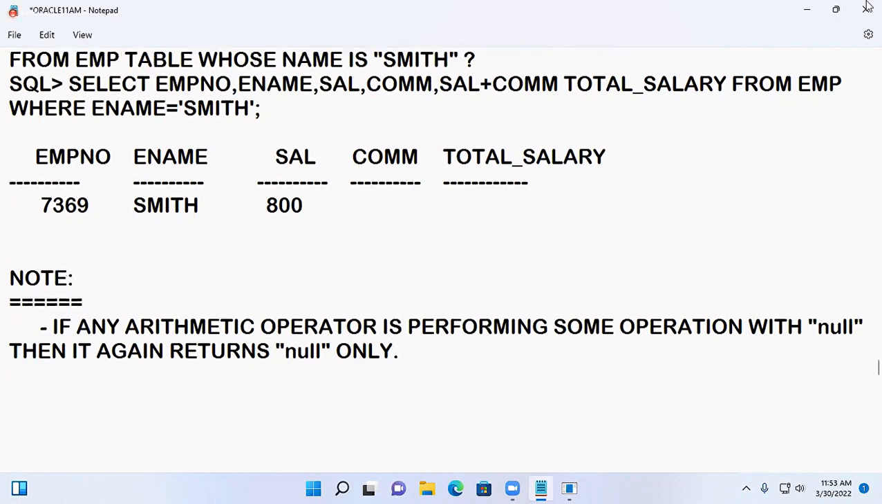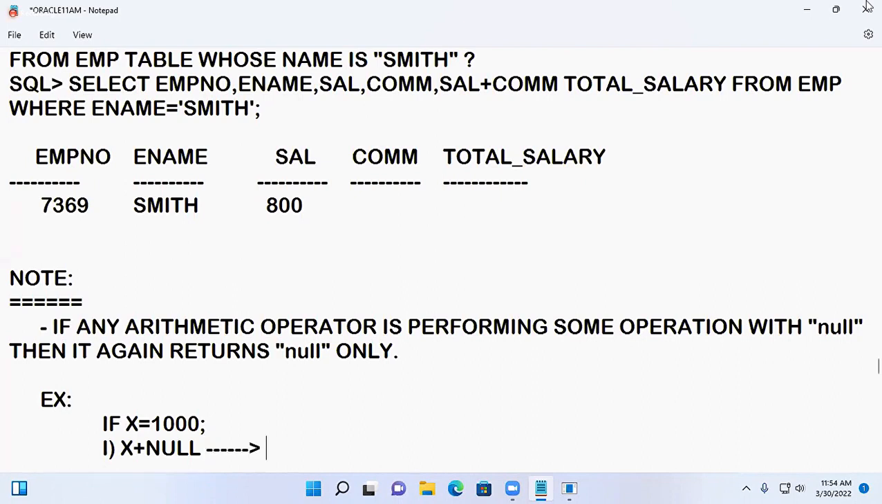Okay. For example, what is the meaning of this? Here observe, if X is equal to 1000 rupees, in my first operation, I will give X plus null.